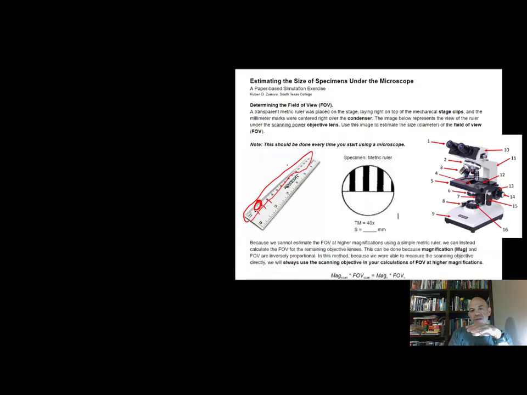The ruler and the picture of the microscope are not on the handout, but this picture is. And this picture is simulating what the ruler might look like for a specific microscope. It's telling you in the instructions that this is a simulation, and you're looking under scanning power, which is a total magnification of 40. And in practice, when you're in the lab, you would always draw what you're looking at and label it. So in this case, we're looking at a metric ruler.